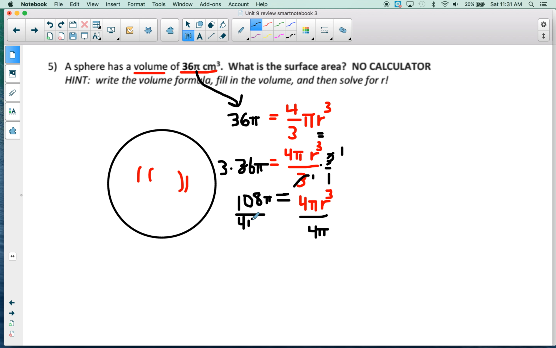Okay, now a lot of you forgot this in the last test. I think there was a similar type of situation here. Pi divided by pi is just 1, right? They reduce to 1. Okay, and if we put 108 divided by 4 in our calculator, we get 27. So we're left with 27, pi's are gone, equals r cubed.